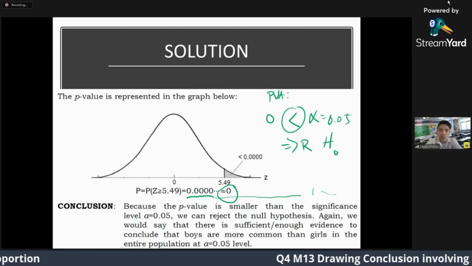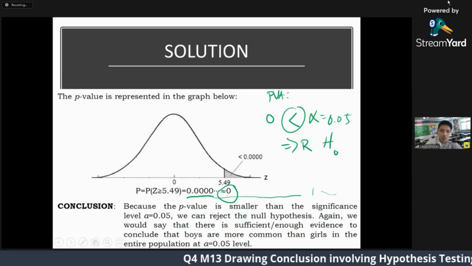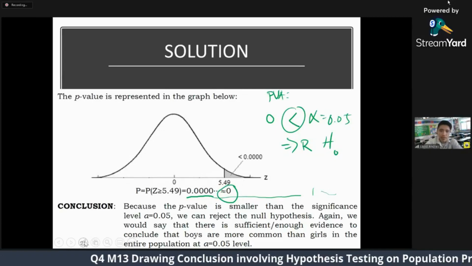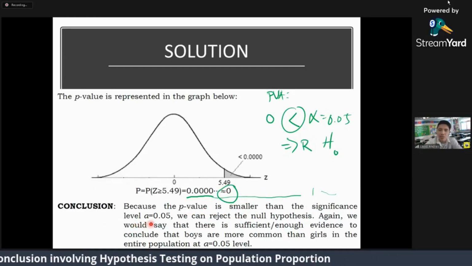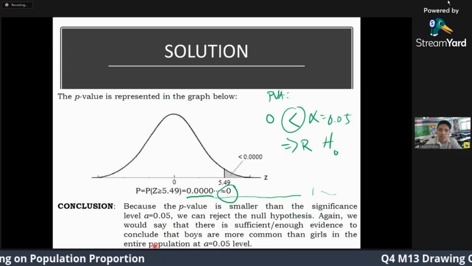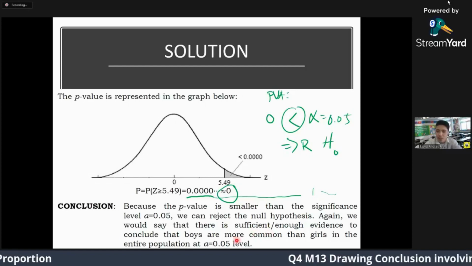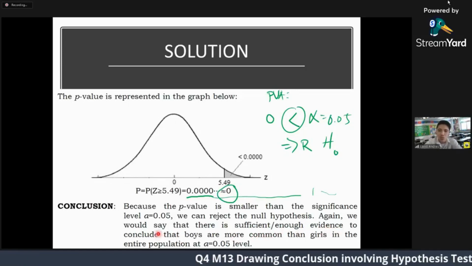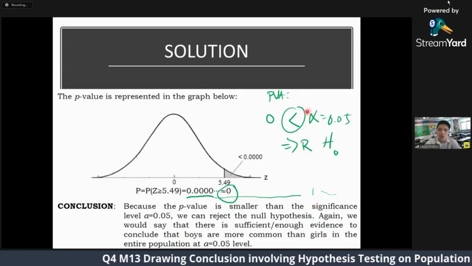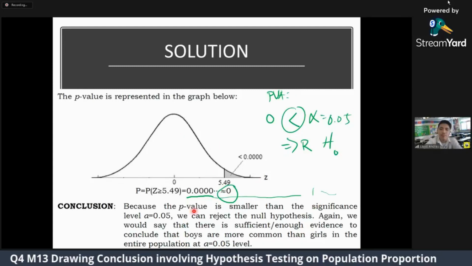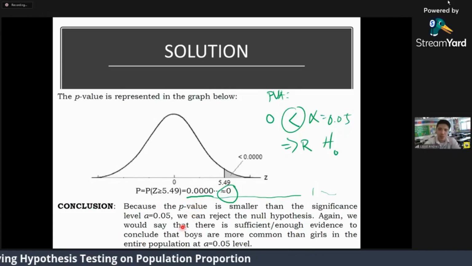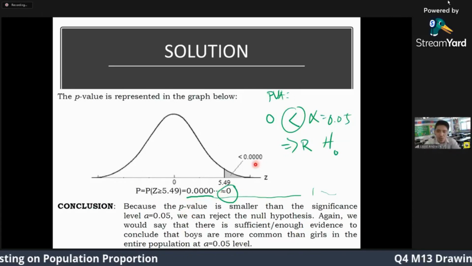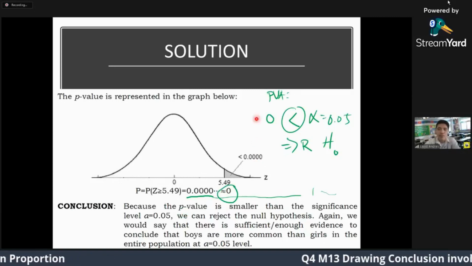So, to conclude, because the p-value is smaller than the significance level of 0.05, we can reject the null hypothesis. Again, we would say that there is sufficient evidence to conclude. It depends on the problem involved, so you base your conclusion on that as well. So, that is how to use the p-value approach.